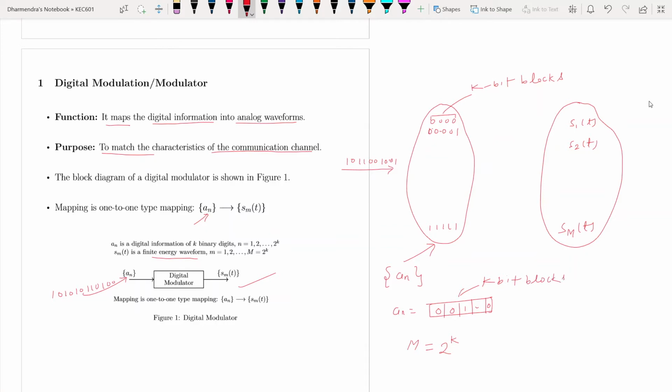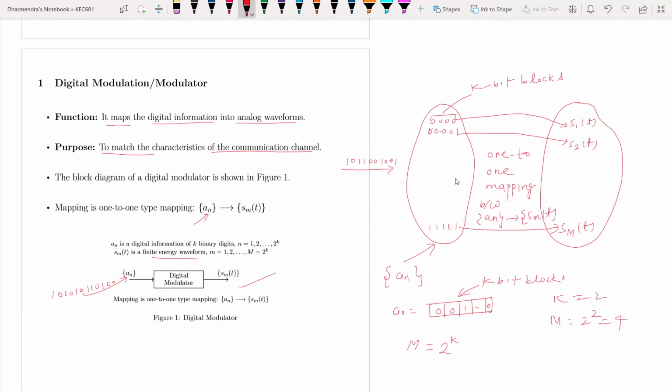So if k is 2, in this case I need M equal to 2 power 2, meaning 4 analog finite energy waveforms. Then this waveform maps to this, and this k-bit block maps to this waveform, and so on. This is a 1-to-1 mapping between this set a_n of binary sequences and this set s_m(t).